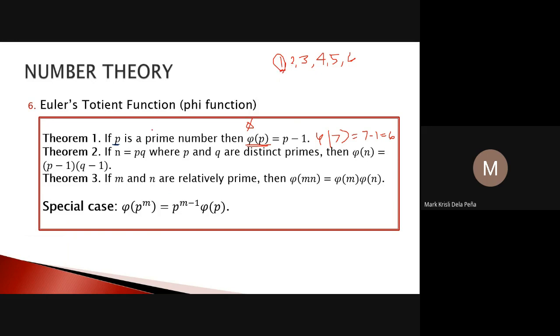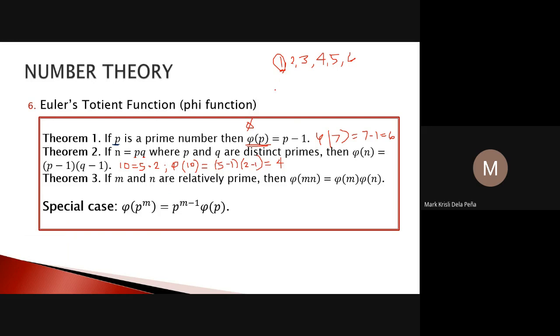Next, if n is equal to pq, where p and q are distinct primes, for example, 10. Now 10 is equal to 5 times 2. So we can get the totient of 10, the phi function of 10, by getting its prime factors, and that's 5 minus 1 times 2 minus 1. So that's equal to 4 times 1, or 4.